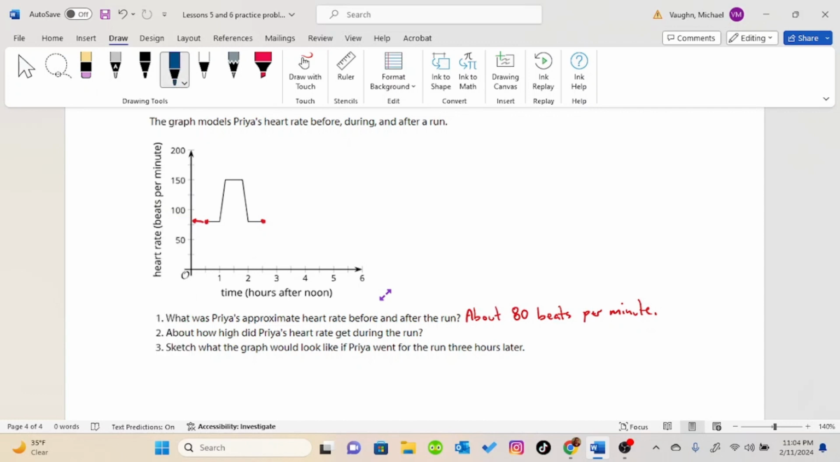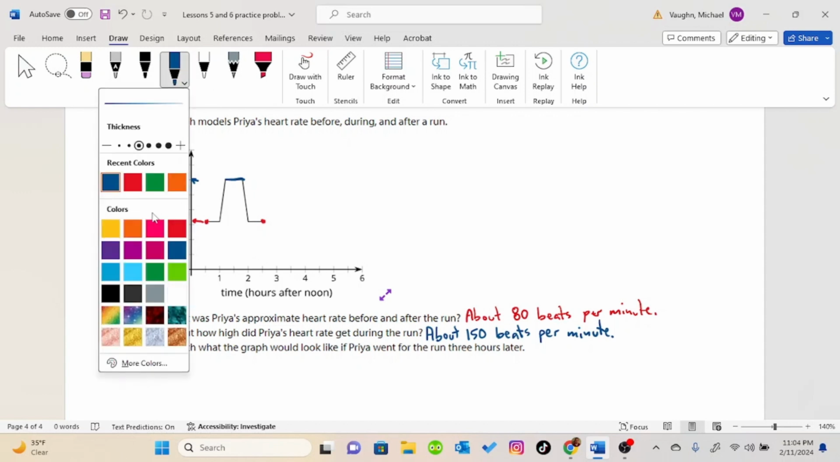Number 2. About how high did Priya's heart rate get during the run? For that, we want to go to this top line segment up here. And we can see that that is about 150 beats per minute.